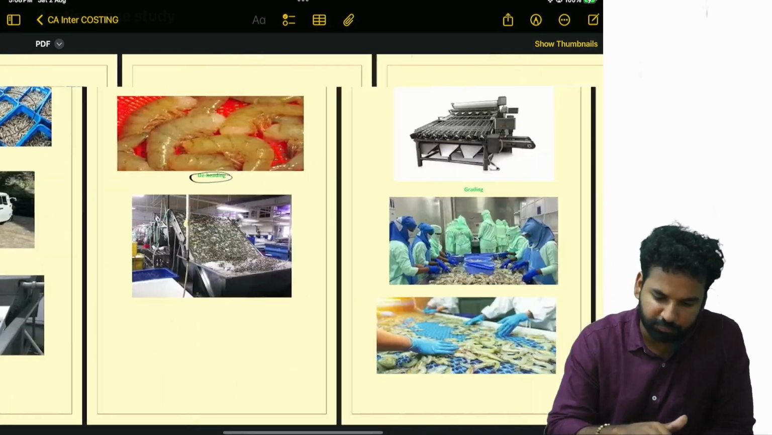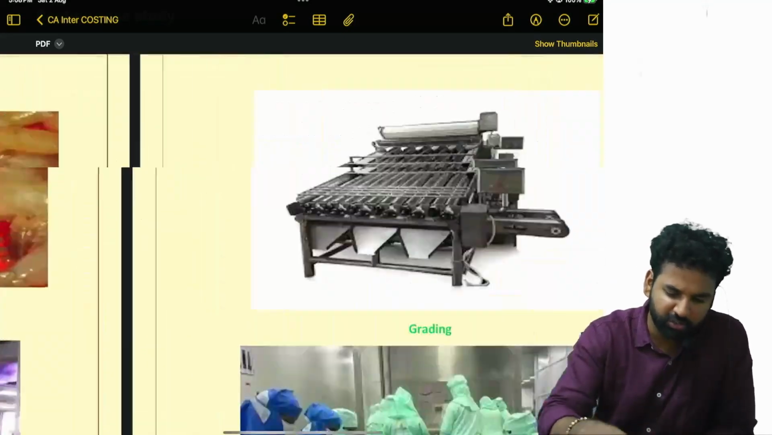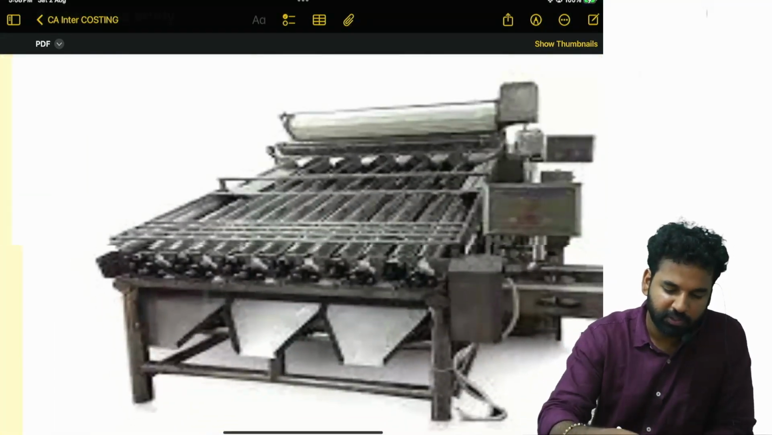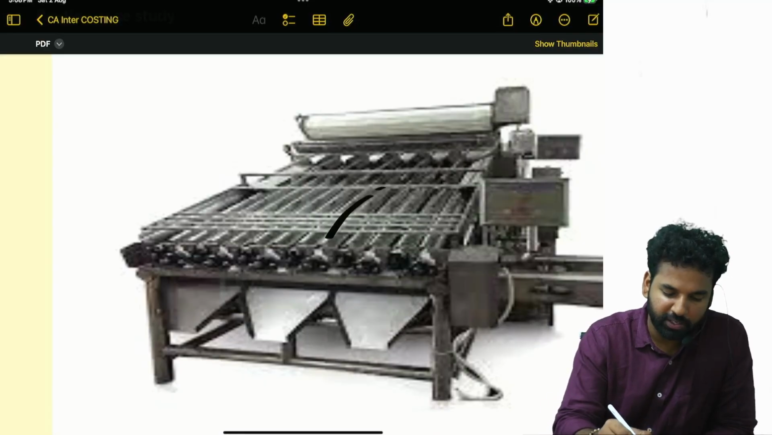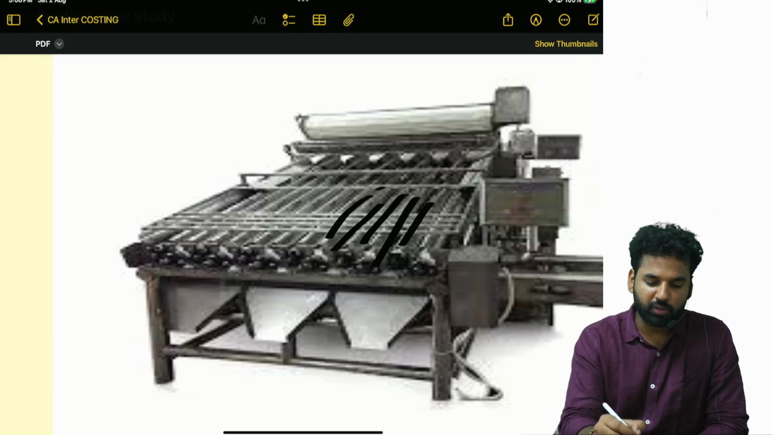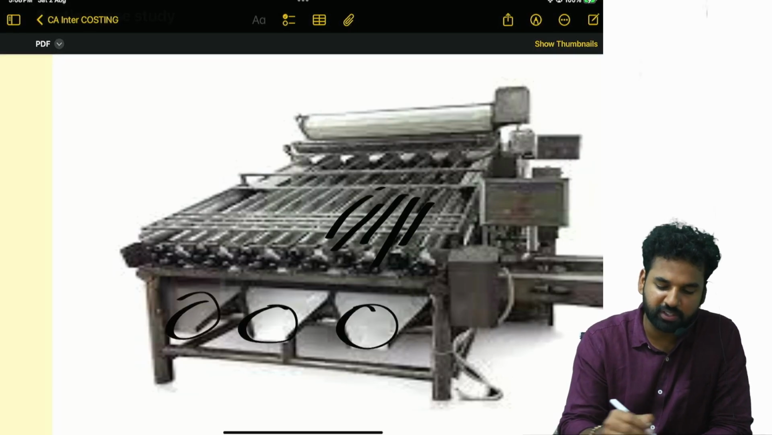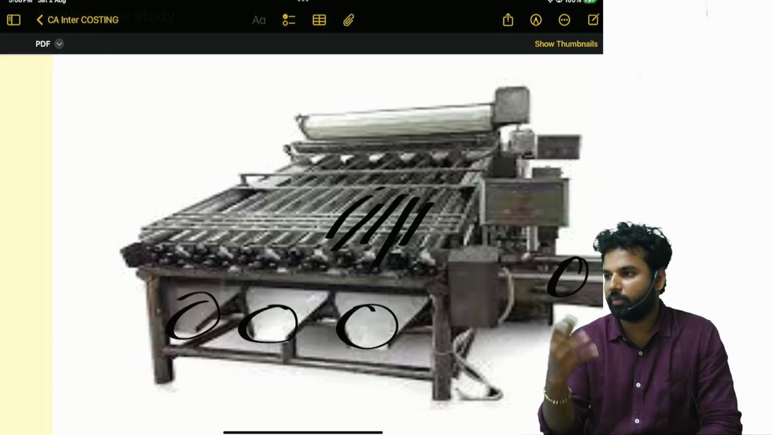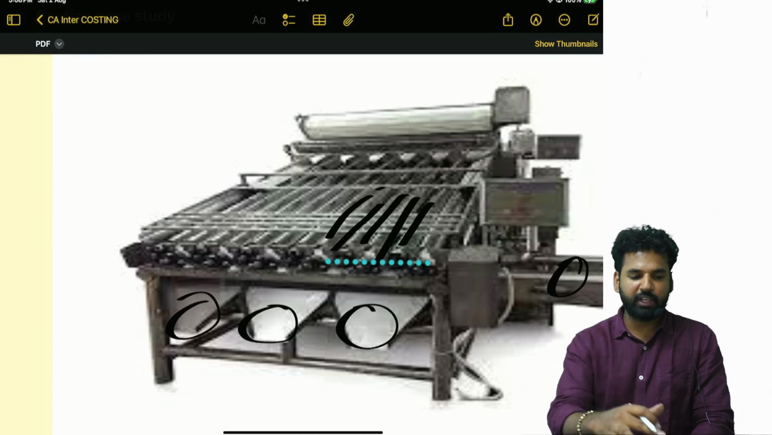Next, this is the machine which is used for grading. See here, these are barrel-like rods. These will be rotated, and based on the rotation, you will be catching the different sizes in different beds. So the grading is done this way.